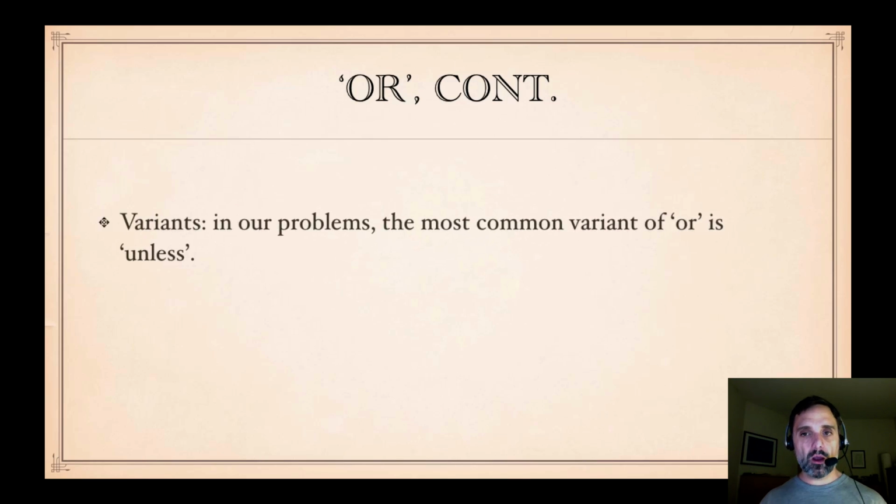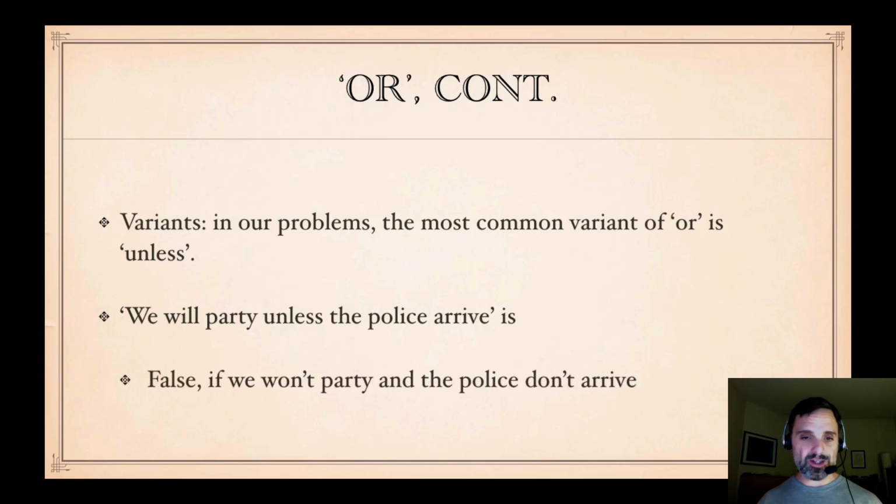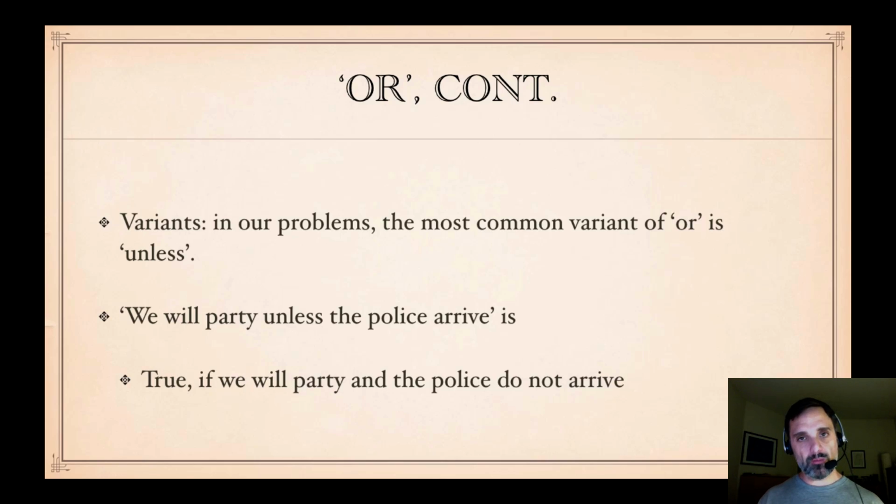Okay, so the main variant in our problems of or will be unless. And this might be a little bit weird. It might not be obvious that unless is indeed a variant of or. So let's take the sentence, we will party unless the police arrive. So that's false if we won't party and the police don't arrive. So there it agrees with or. It's true if we will party and the police don't arrive. So there it agrees with or. And it's true if we won't party but the police do arrive, and that also agrees with or.